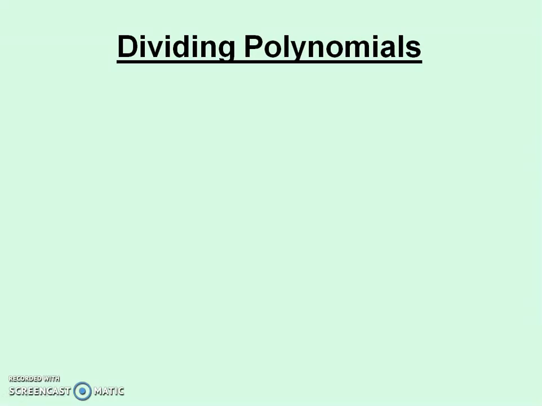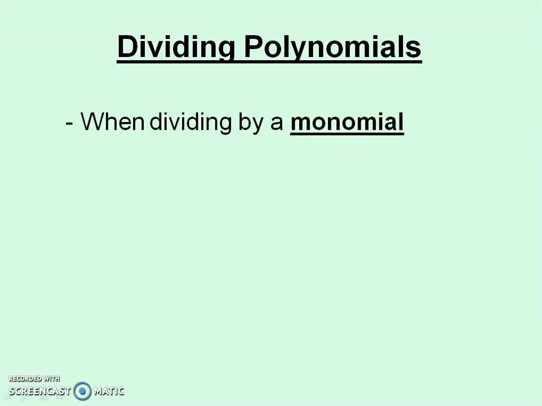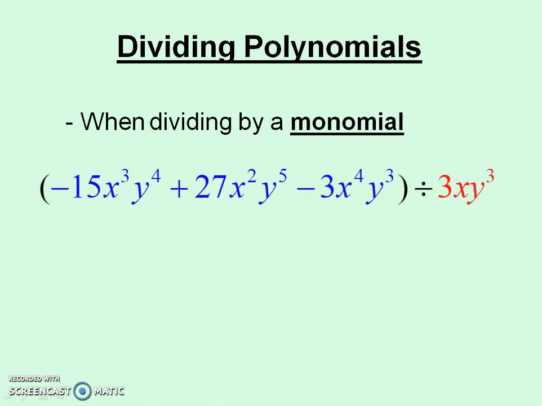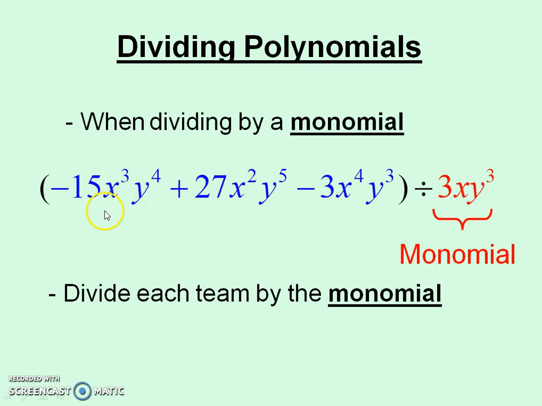Dividing polynomials. As a reminder, something that we already did, dividing by a monomial, could look something like this. So I have a polynomial here, 3 terms, and I'm dividing by a monomial, this one here. My divisor is a monomial. The procedure is that I divide each individual term, 1, 2, 3, by the monomial. So the answer is 5x squared y plus 9xy squared minus x cubed.